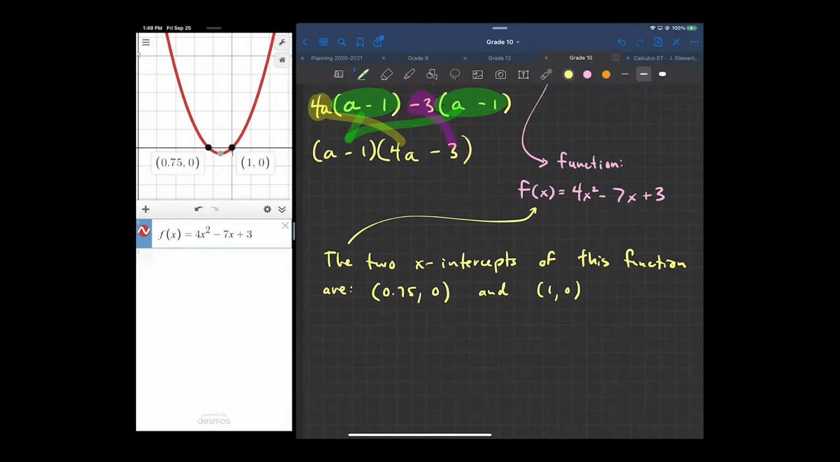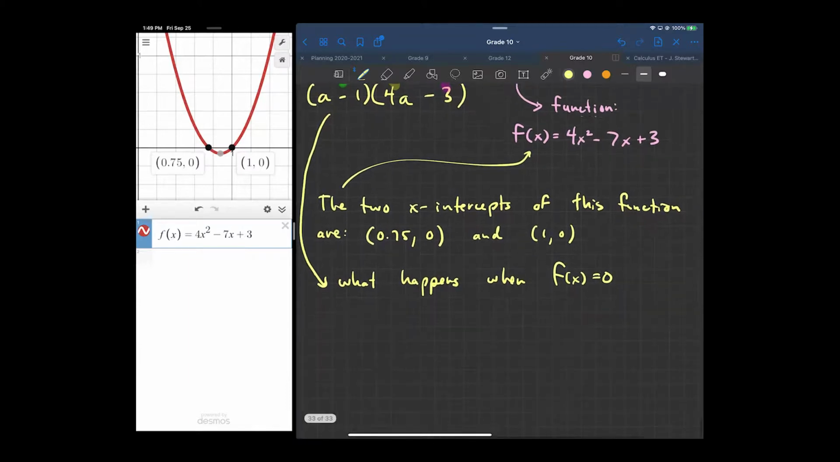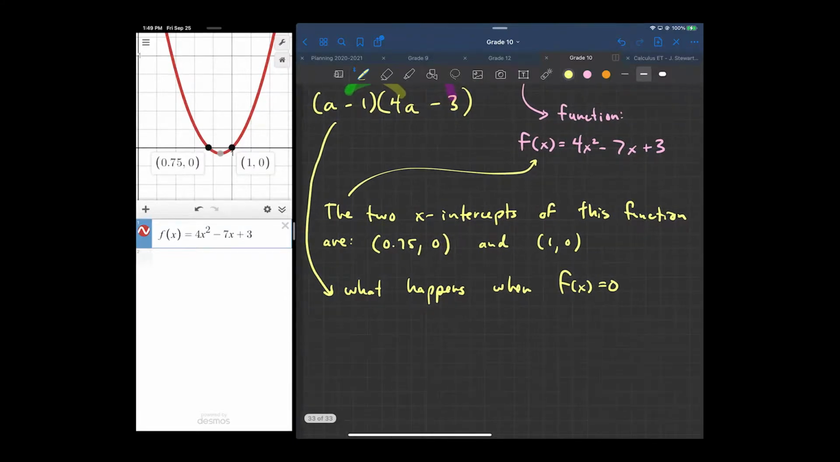Well, let's see what happens when f of x equals 0. Okay, when f of x equals 0, well, this is what my f of x is, right? So if 4x squared minus 7x plus 3 is equal to 0, well, let's see what happens.